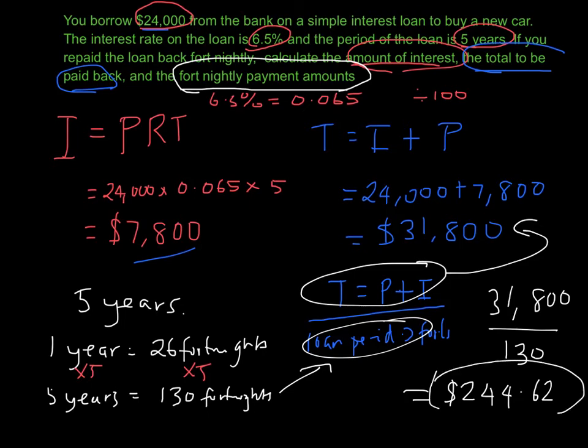So for that last part, all you need is that total amount that you need to repay to the bank, and just work out, depending on whether it's weeks, months, years, fortnights, whatever it is, how often you are repaying it back, divide it by how many there are. So there was 130 fortnights in this case.